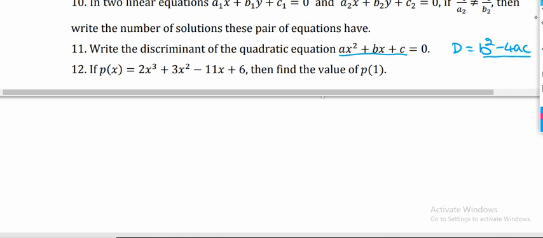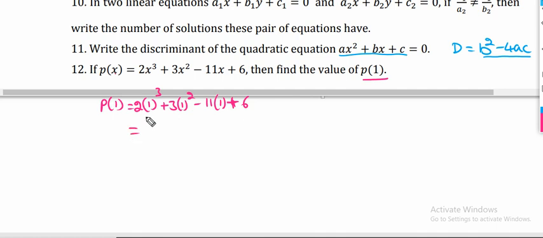And then the 12th one: if p of x is equal to 2x cube plus 3x square minus 11x plus 6, then find the value of p of 1. So you observe here they given p of x, they have to find out the value of p of 1. P of 1 means in the place of x you have to substitute 1. So that is equal to 2 into 1 cube plus 3 into 1 square minus 11 into 1 plus 6.